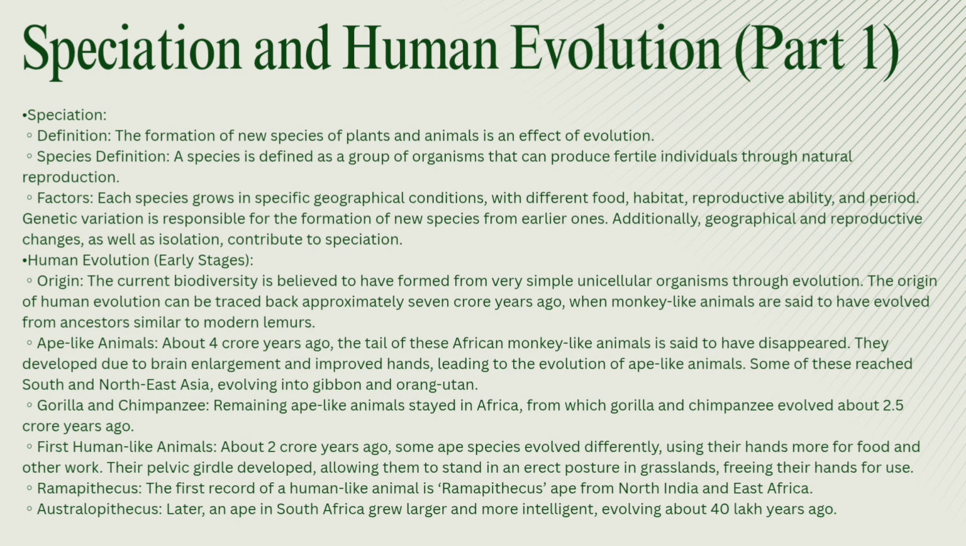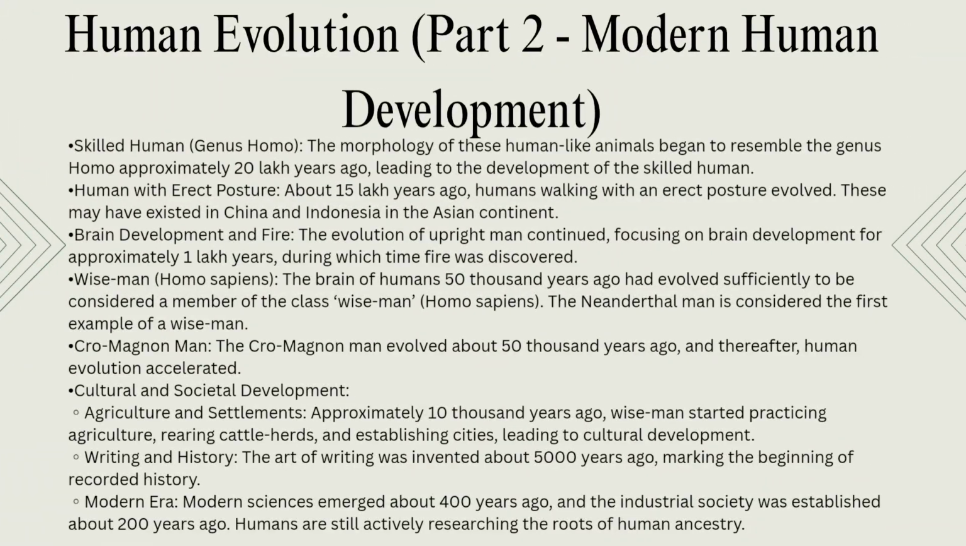Human evolution began around 7 crore years ago, from lemur-like ancestors to ape-like animals. Humans evolved gradually, starting with Homo species, learning to walk upright, discovering fire, and developing tools. Around 10,000 years ago, agriculture began. Writing emerged 5,000 years ago, leading to modern civilization.